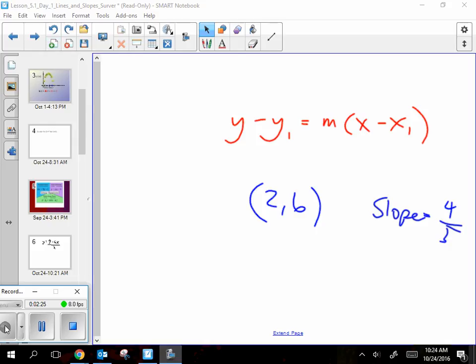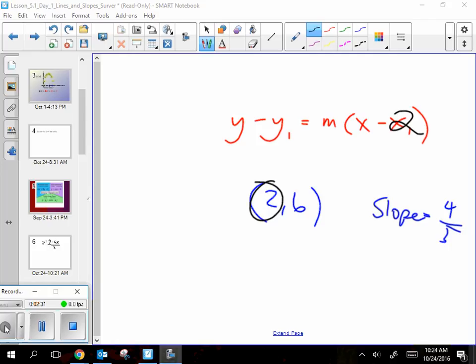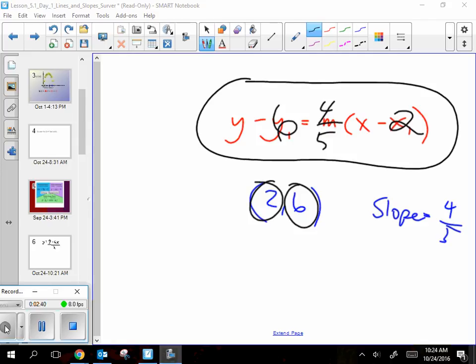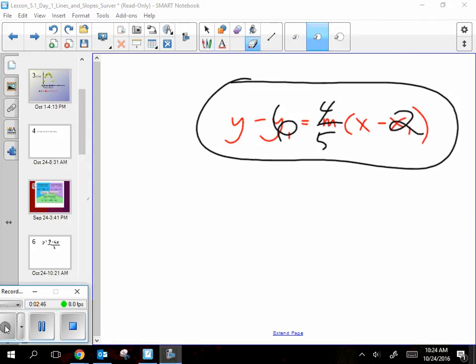So you should have said, I'm going to stick the 2, which is the x, right there. And the 6 is the y, so it goes right there. And the slope is 4/5, so it goes right there. y - 6 = 4/5(x - 2). Now would you please multiply it all the way out and get it solved for y, and you'll have a different form of the same equation.